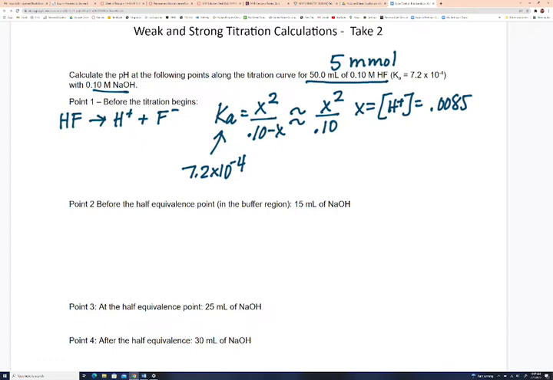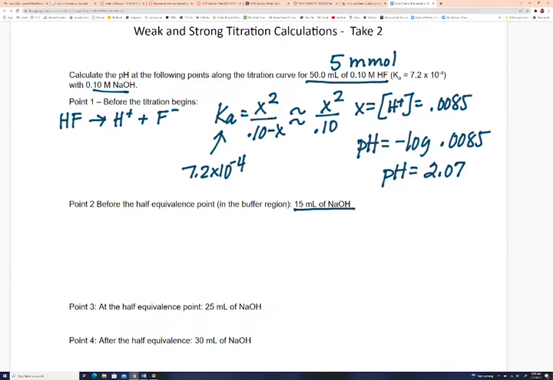And then the pH for that would be the negative log of 0.0085. And so we would need 2 decimal places in our pH, and we would get 2.07. So before we ever do anything, before we add any base, it's just a straight up acid equilibrium problem. So now we are before the half equivalence point, so we're still in the buffer region. So we're going to say what happens when we've added 15 milliliters of the hydroxide.